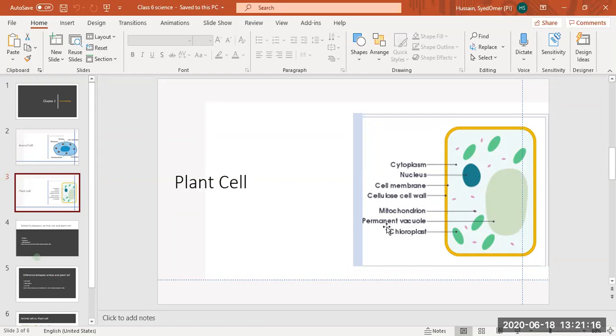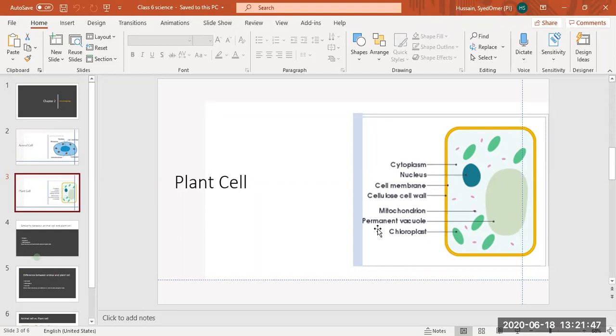Okay, come to the sixth point, permanent vacuole. Now a vacuole is also shown in your books. You can compare your book diagram with this diagram, okay? Now in your books you can see there is a very large vacuole present in the center of the cell. And also you can look at this diagram that a very large vacuole is present in the center of the cell. What is this? A permanent vacuole.